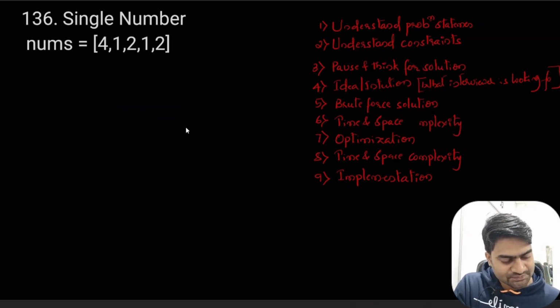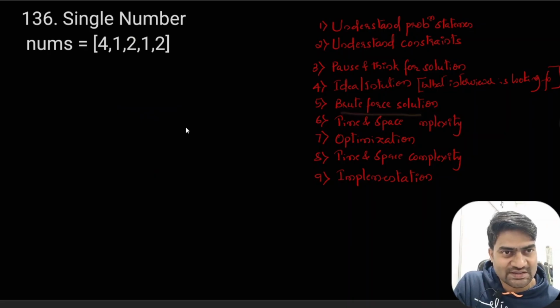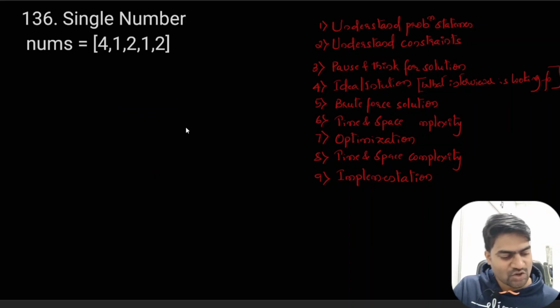Now let us try to come up with some brute force solution for this problem. What will be the extreme naive or extreme brute force solution? I will take a number, then scan the remaining elements. If this element repeats, then I will continue to look for the next number. Maybe the next number is 1 here. For now, you consider this number 1.